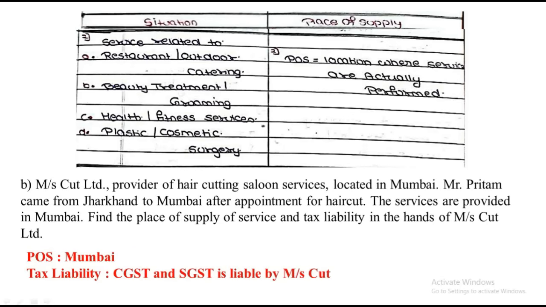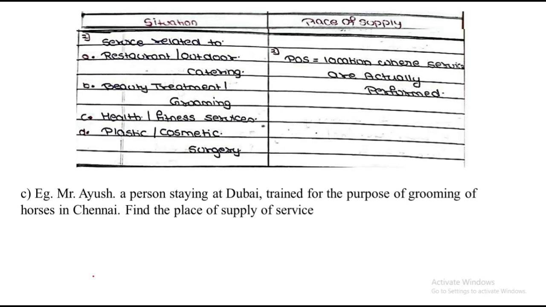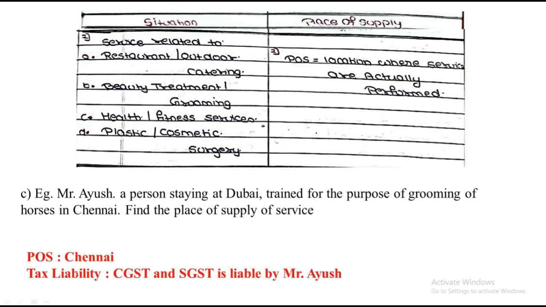Next, another example under the same situation. Mr. Ayush, a person staying in Dubai, trained for the purpose of grooming of horses in Chennai. Find the place of supply. Now again, he is from Dubai, but he is using the service of grooming in Chennai. So wherever these activities are taking place, that will be the place of supply. So in our case, Chennai is your place of supply. CGST, SGST will be applicable to Mr. Ayush.